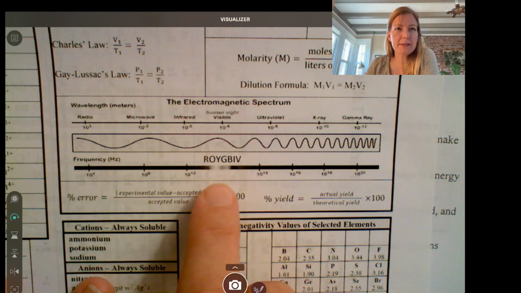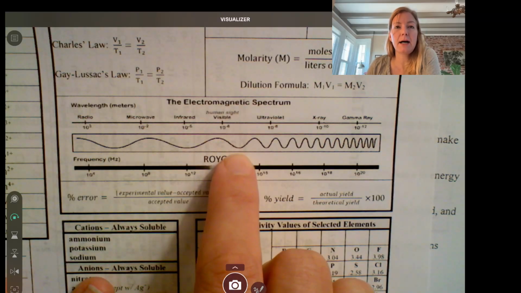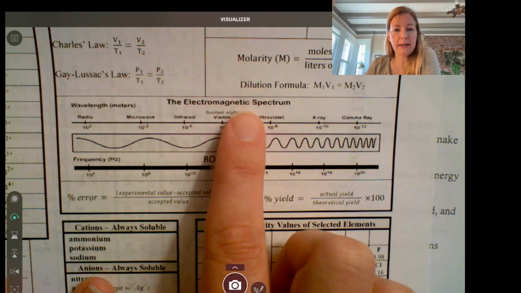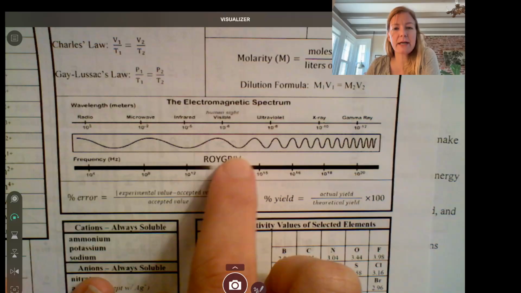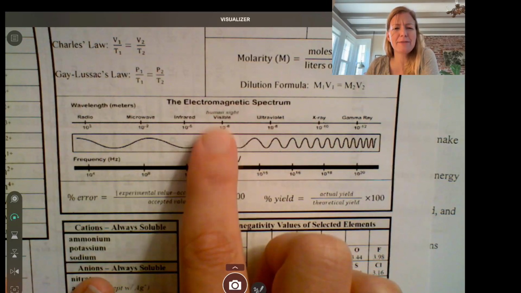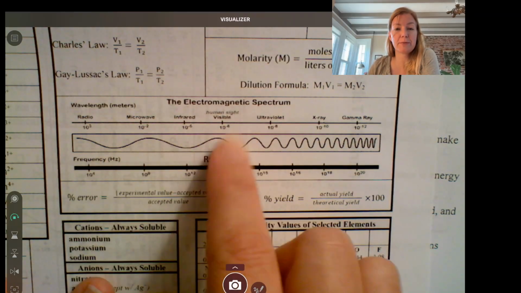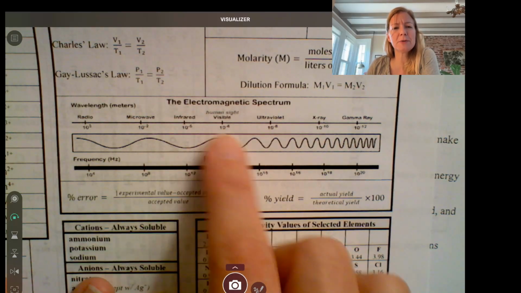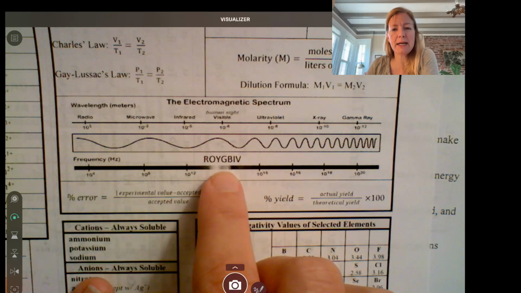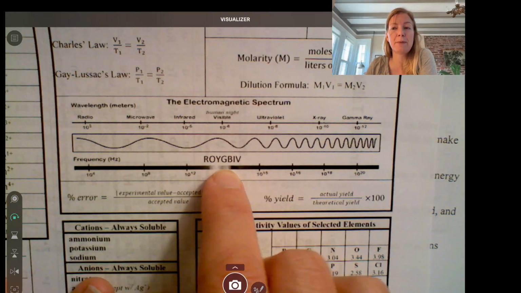It just so happens that visible light has the exact amount of energy that electrons release and absorb, okay? Valence electrons release and absorb in the visible range. So we tend to use visible light a lot in spectroscopy because it can be absorbed by valence electrons and then emitted by valence electrons.